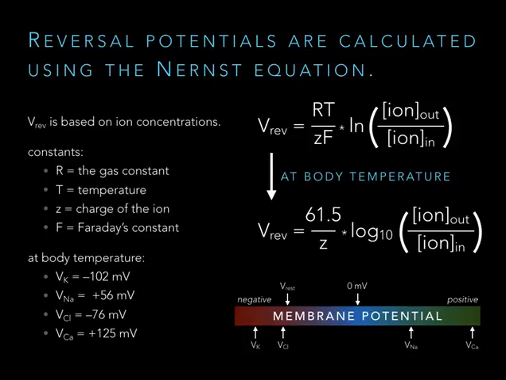So if you were to plug and chug those values from early on, you'd find the reversal potential for potassium is -102. The reversal potential for sodium is positive 56, chloride is negative 76, and calcium is positive 125. And they're plotted there on the bottom, just to give you an idea of where they stand relative to the resting potential and 0 millivolts. So you can see the resting potential is very, very close to the reversal potential for chloride. It's more positive than the reversal potential for potassium.